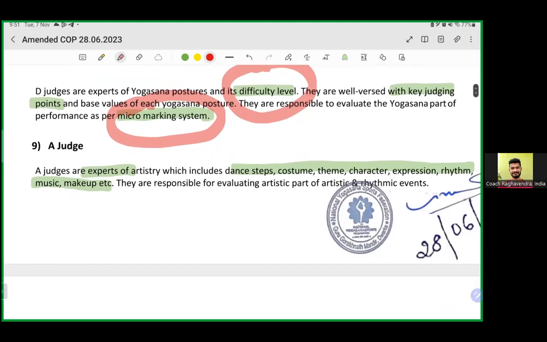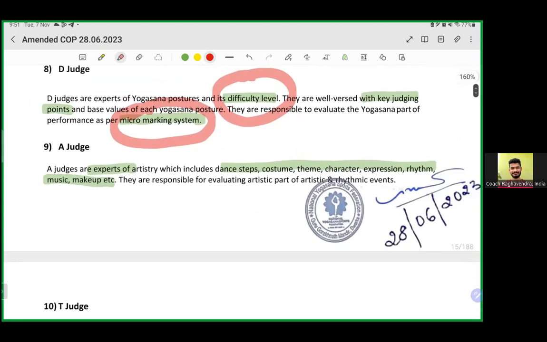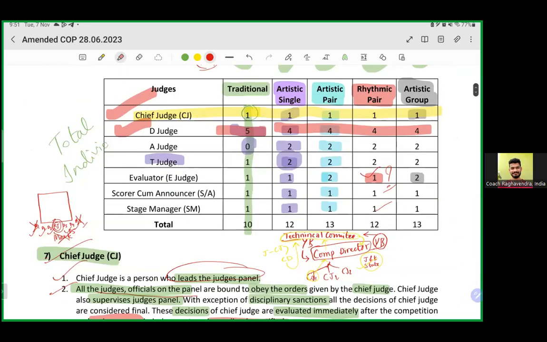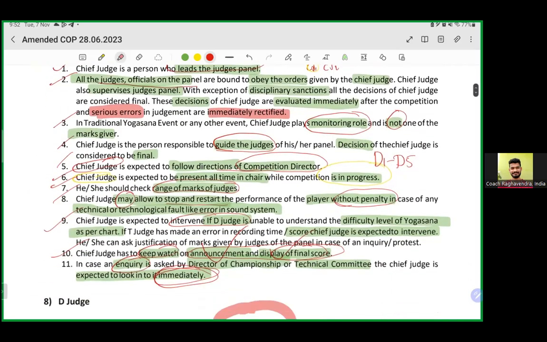And artistic judge. Let's see how many artistic judges we have. In traditional yogasana event, we have no artistic judge, because traditional yogasana doesn't involve any artistic events, steps, rhythm, and so on. In the remaining 4 events, we'll be having 2 artistic judges in each particular event. As you remember, the artistic judges are at the corners to the side of the judge panel. Now, let's see the roles and responsibilities of the artistic judge.